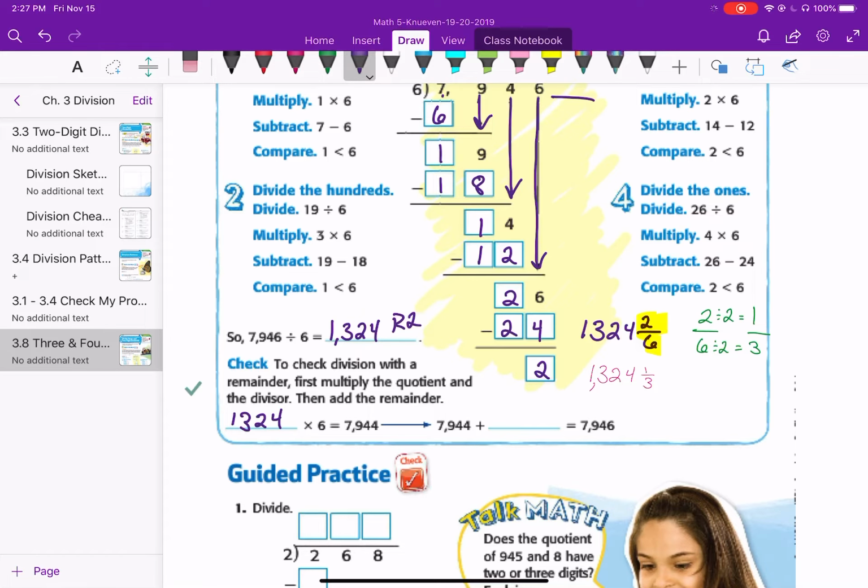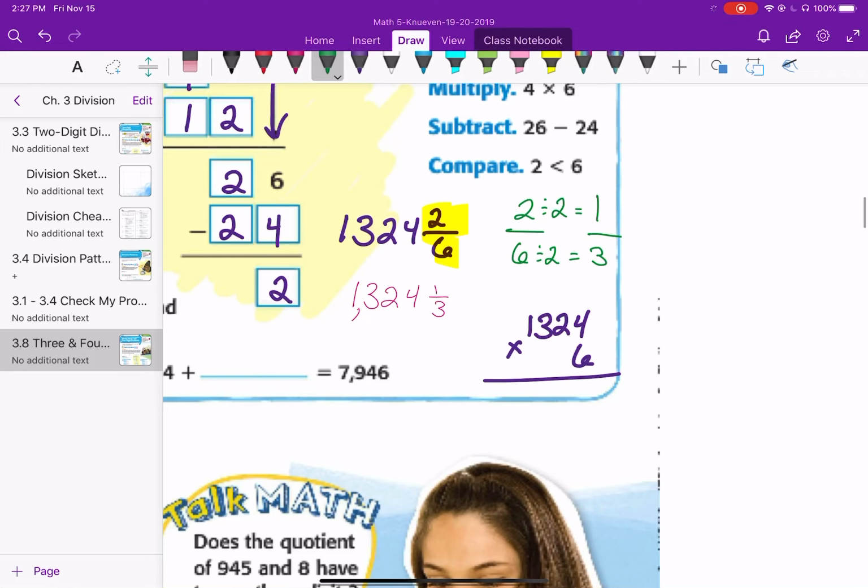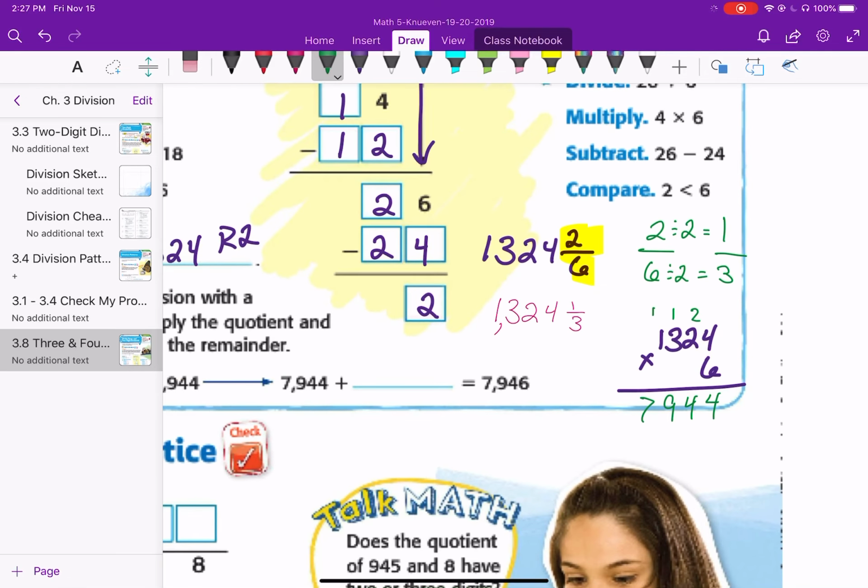So now we look at our answer and say, well, 1,324 times 6. If we multiply that out, we should be able to get close to our answer. Let's break this down. 4 times 6 is 24. 4 down, carry the 2. 6 times 2 is 12, plus 2 is 14, carry the 1. 6 times 3 is 18, plus 1 is 19, carry the 1. 6 times 1 is 6, plus 1 is 7. That's good, right?